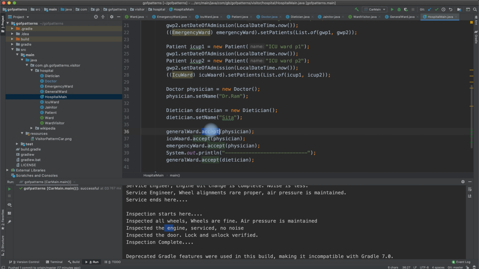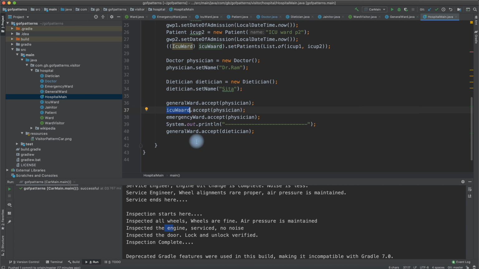Accept is the method which ensures that anybody who is providing a certain set of functionalities, this algorithm, is accepted by this. So accept is the one which hooks up between the visitor and the visitable, which is very important. So we ensure that the general ward is accepting a physician, the ICU ward is accepting a physician, the emergency ward is accepting a physician. Similarly, the general ward does not accept a dietitian. I don't want to hook up with other wards, so I am just leaving it. Similarly, we can put general ward dot accept janitor.